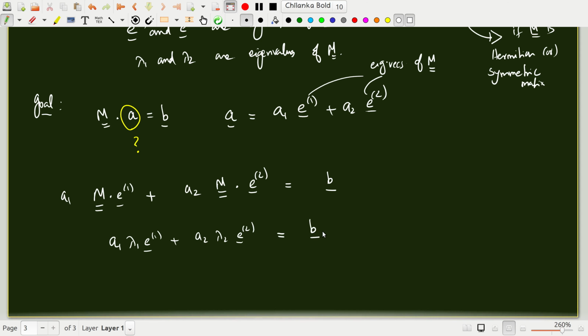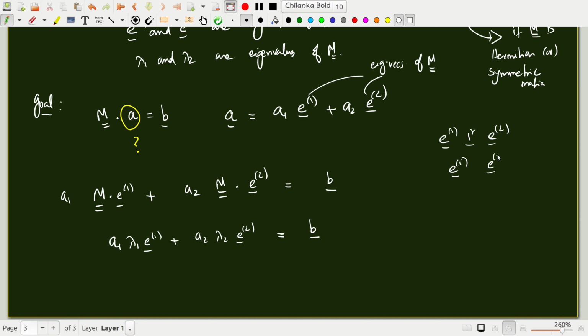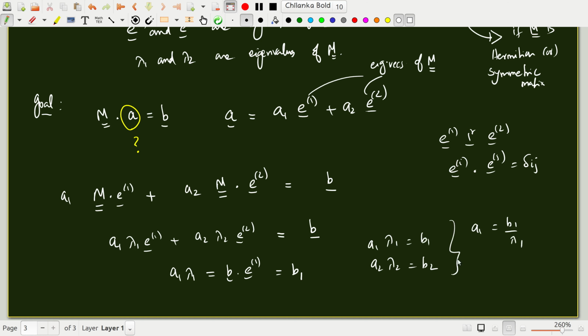Now because E1 and E2 are orthogonal, we have assumed them to be orthogonal vectors. Therefore, if Ei dot Ej is delta ij and I dot the entire equation with E1, I'll get A1 lambda 1, since E1 dot E1 is 1, equals B dot E1, that's nothing but B1. Similarly, A2 lambda 2 is B2, from dotting with the other eigenvector, E2. So from here we can conclude that A1 lambda 1 is B1. This means that A1 is B1 by lambda 1 and A2 is B2 by lambda 2. So the problem is solved because it's completely decoupled when you express the vector A in the eigenbasis of the operator M.